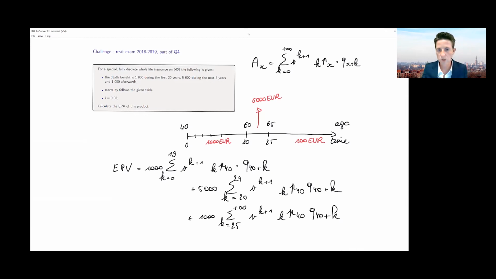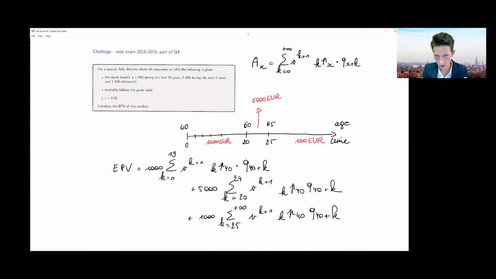So now we're back in the situation where the death benefit drops to 1,000 euro, and the death benefit is payable at time 26, 27, and so on until plus infinity. So this is, with a big summation formula, what I need to do. This is my EPV. But of course, if I've got a mortality model, if I've got an interest rate, and if I've got Excel at my disposal, or R or something, then I can program this and calculate the value, right? But you don't have that during the exam.